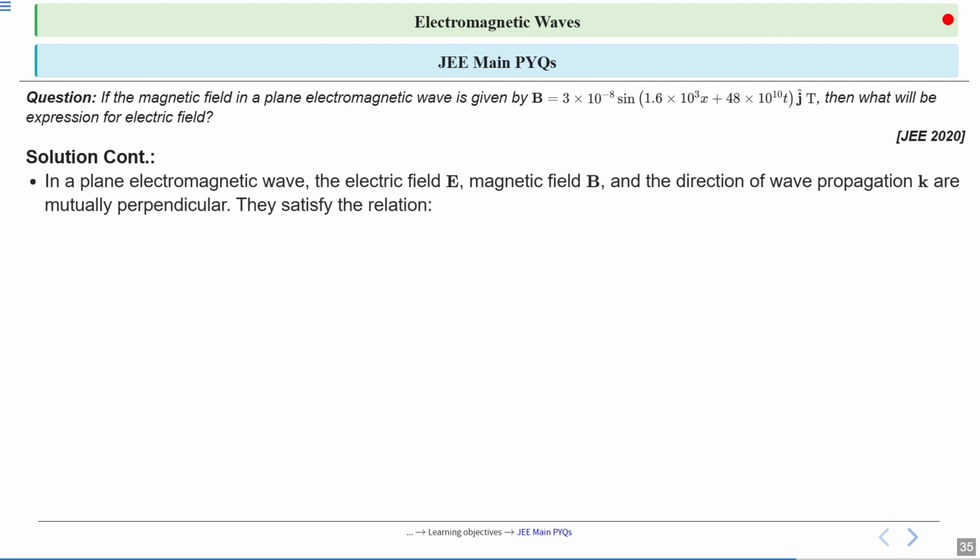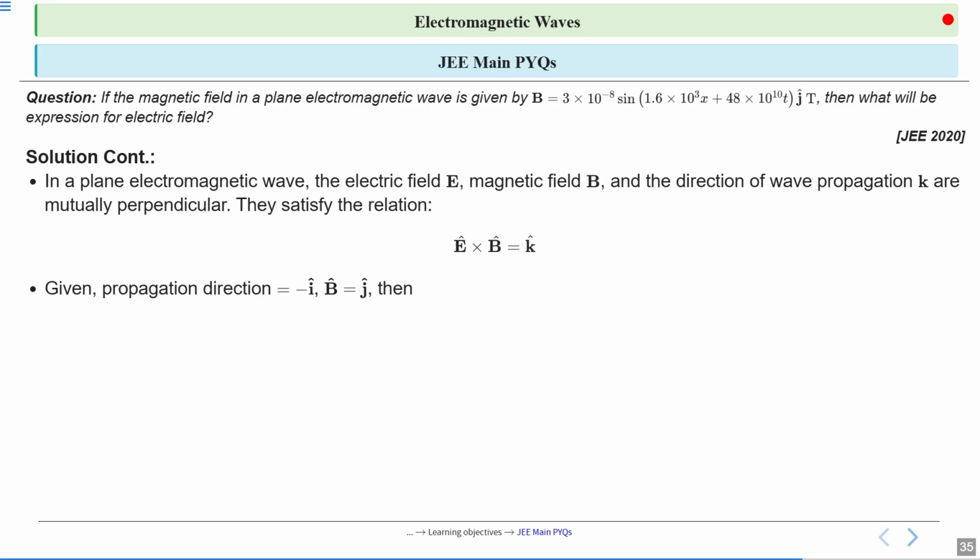In a plane electromagnetic wave, the electric field E, magnetic field B and the direction of propagation, that is propagation vector K, are mutually perpendicular. So they satisfy the relation E cap cross B cap will be equal to K cap. So this K cap is not the unit vector along z direction. This is the propagation vector, the direction of propagation.